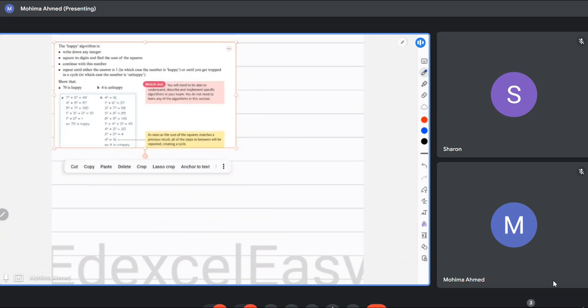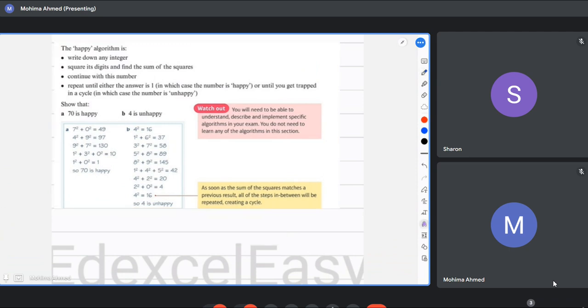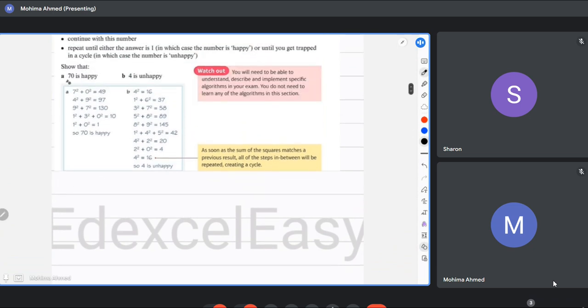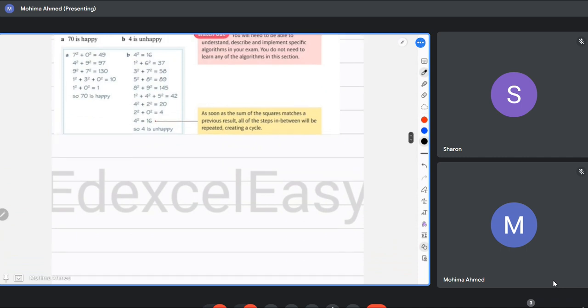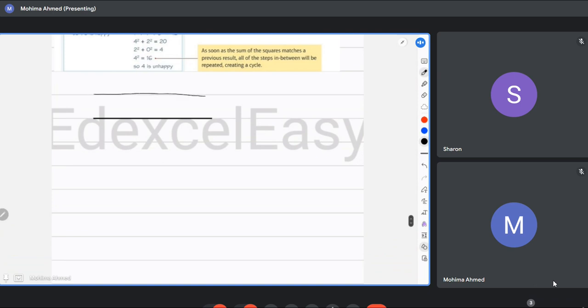So in the example, they did this without the trace table, and we will do this with the trace table. Okay. Now, what are the instructions over here? The happy algorithm is: write down any integer, square its digits, find the sum of the squares, and continue this with this number. Repeat until either the answer is 1, in which case the number is happy, or until you get trapped in a cycle, in which case the number is unhappy. Now over here, in order to understand this for the trace table, they have provided you with 70 is happy. You need to show that 70 is happy over here. So for that 70, I'm going to create 3 rows or 3 columns over here.